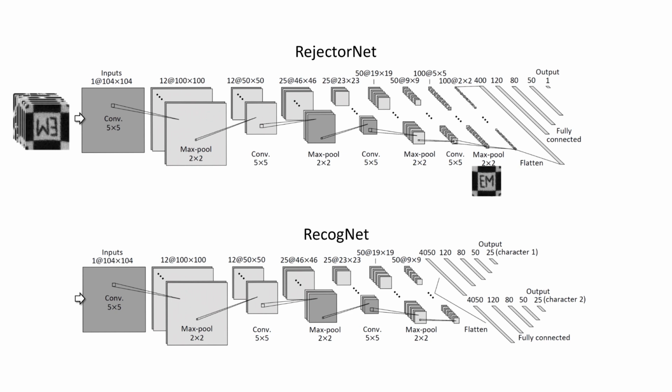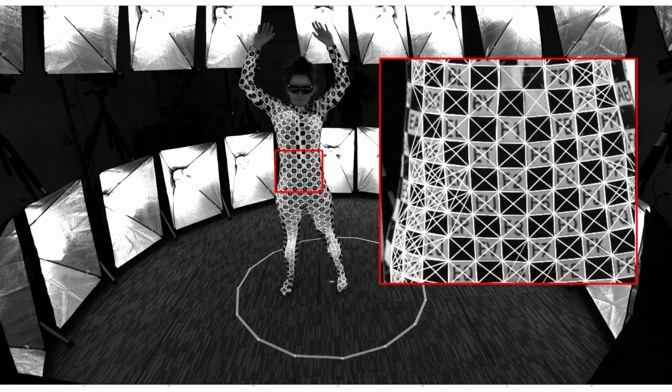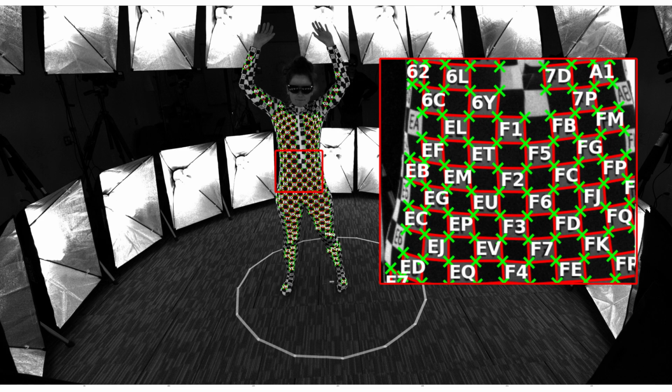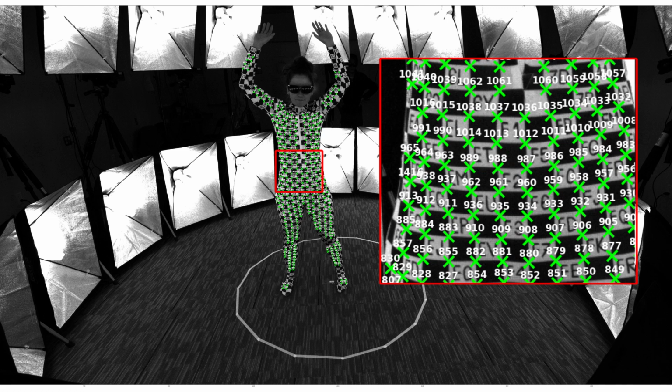Then, the valid quads are passed into a CNN recognizer, which reads each of the two characters of the code. Finally, once the code is recognized, we can uniquely label each of the four corners. This process gives us unique IDs for each corner. These IDs give us both temporal and spatial correspondences between the corners, allowing us to compute the 3D positions.